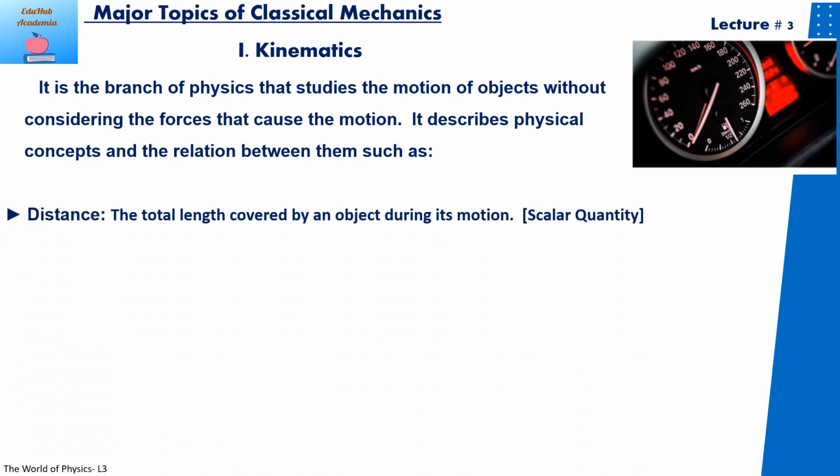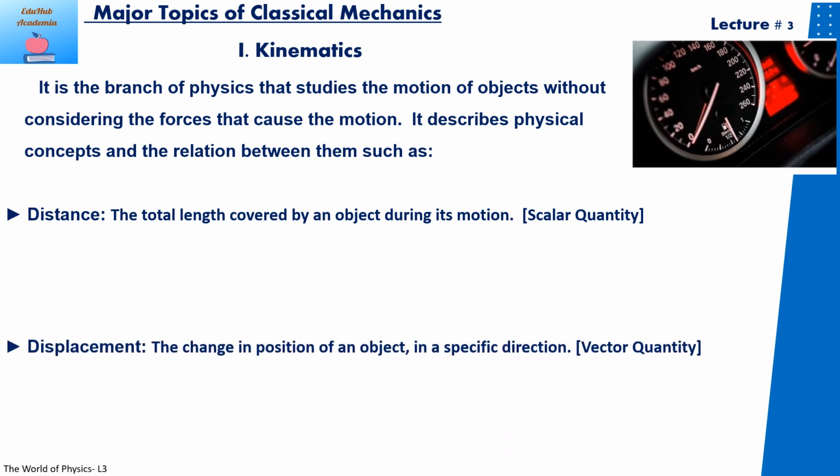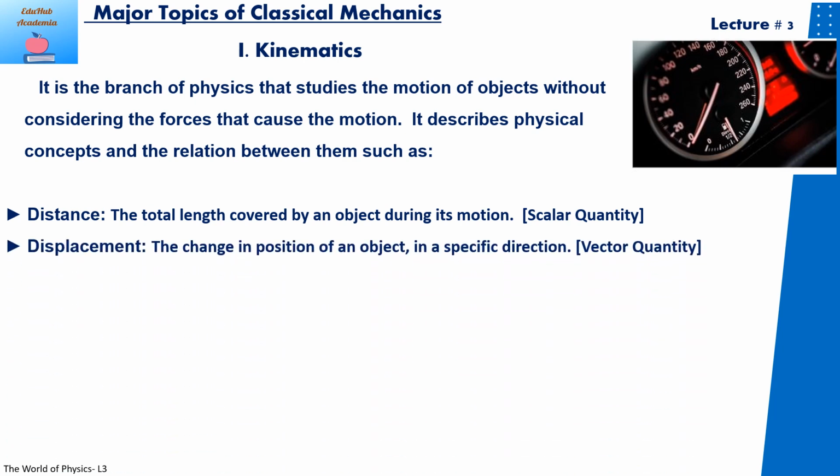Distance. It's the total length covered by an object during its motion. It's a scalar quantity, and to refresh your memory, scalar quantity is something that has no direction. You don't specify the direction when you talk about a scalar quantity. Displacement, on the other hand, is the change in position of an object, and you have to specify direction in this case, and that's why it will be labeled as a vector quantity.